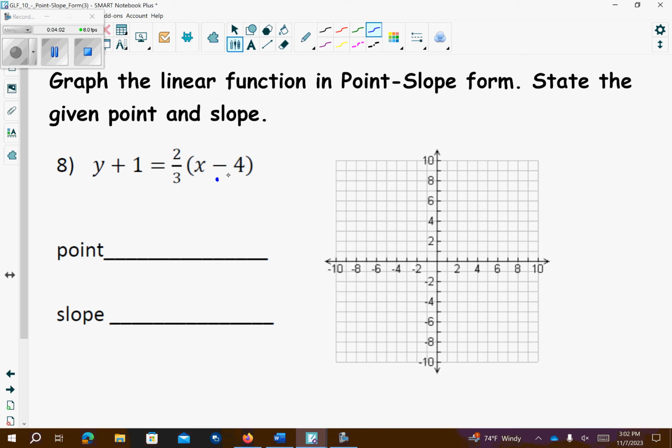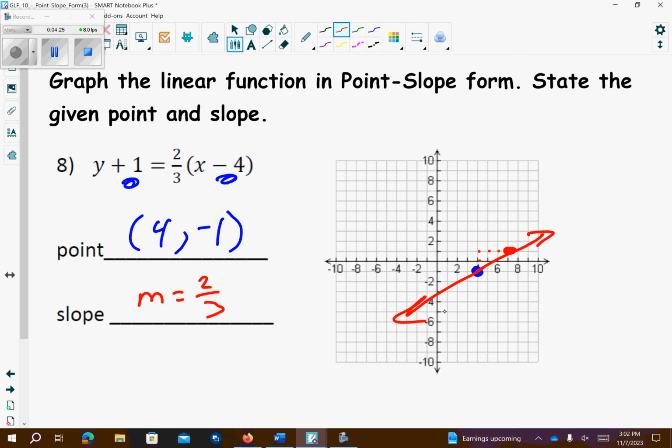Now we're going to graph these again. Okay, opposite of the 4. Opposite of the +1 is -1. Let's go ahead and plot that point. 4, -1 is down here. And then I have a slope of 2 over 3. So I'm going to go up 2, right 3. Connect those dots, and there we go.